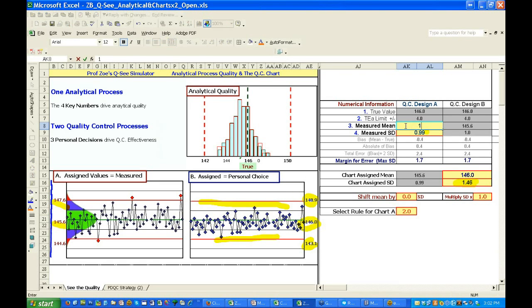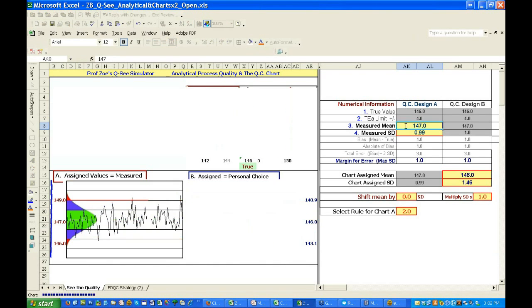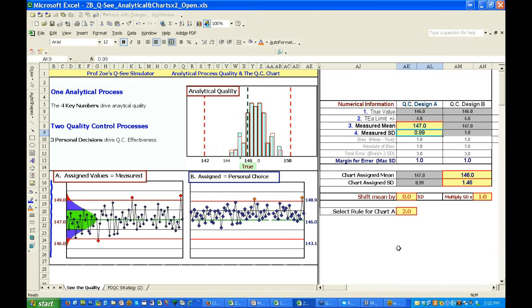Okay, we're going to change shift. 147. Now, if the method shifted up to 147, what you'd see is that this chart, because we haven't changed the assigned mean and SD, so consider this again, we've got two charts. Now my measured mean is 147. My margin for error is 1.0. This method can only shift one SD before it's in trouble.